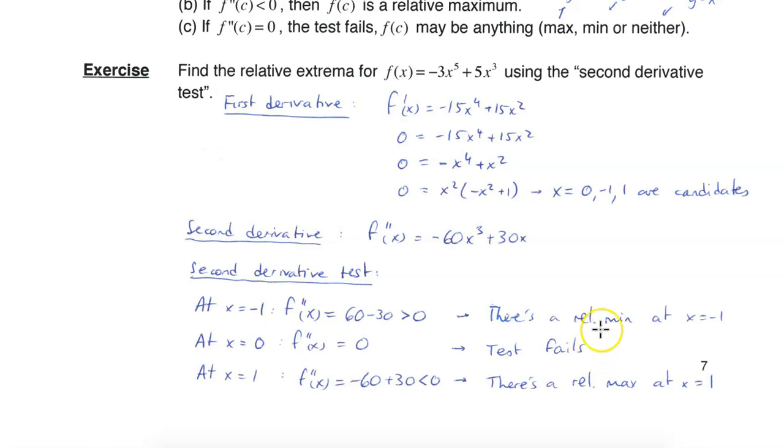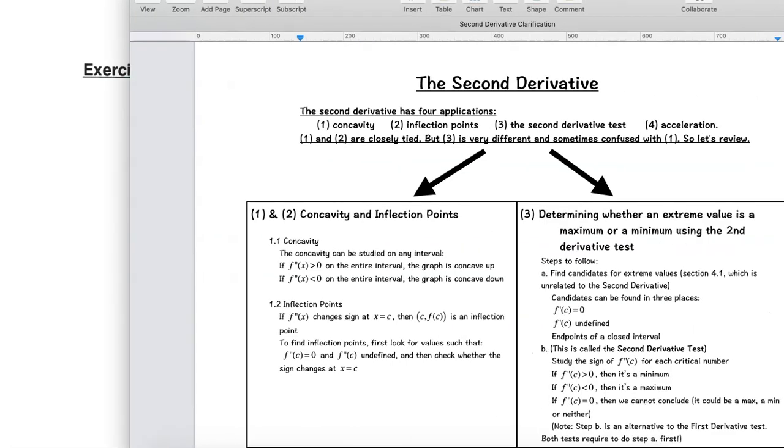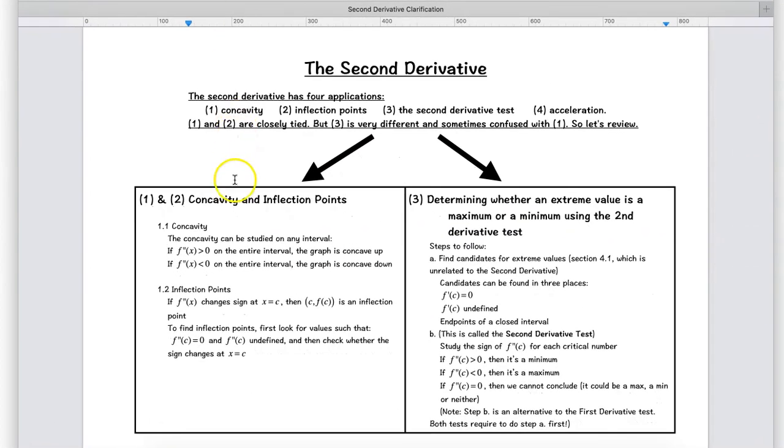There is quite a bit of confusion between concavity, point of inflection, and the second derivative test. So I handed out a page like this that summarizes the 4 applications: concavity, inflection point, second derivative test, and acceleration. There is usually nobody confusing acceleration with any of the other 3 applications. However, 1 and 2 can be looked at together. Number 3, the second derivative test, should really not be confused with 1 and 2. So look at this A5 page that I handed out if you want to clearly understand the difference and not start mixing up and using concavity when you're doing the second derivative test, or using the second derivative test when you're just looking at concavity.